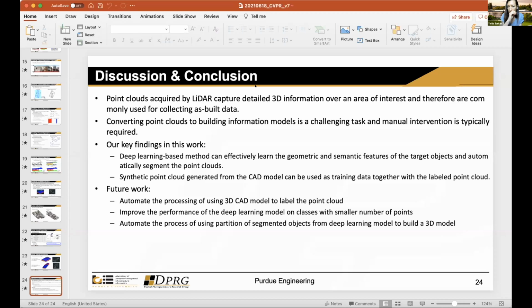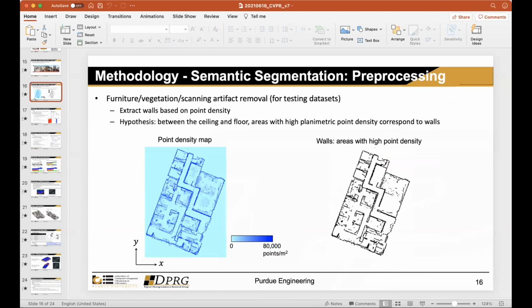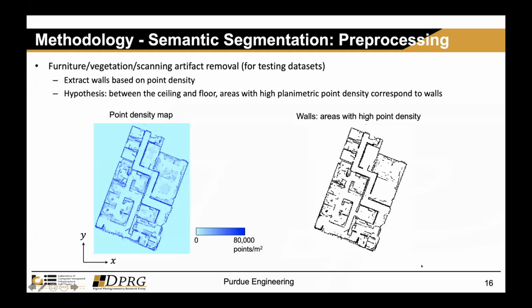Okay, great. And another question is asking, how did you remove furniture and vegetation? Oh, that one is based on the point density. If you can go to slide 16. Yes. So first we calculate the point density in 2D, and then we do a thresholding to identify the area with high point density. And then we extract points within this area. So in that case, we can retain most of the walls while removing most of the furniture and vegetation.